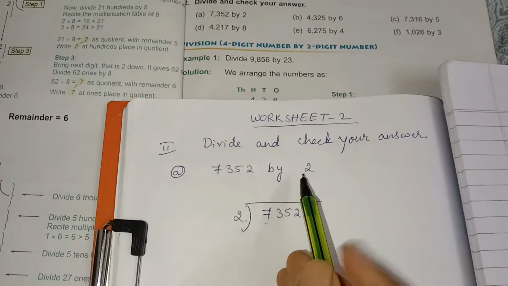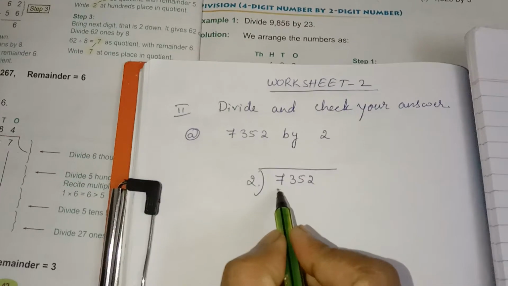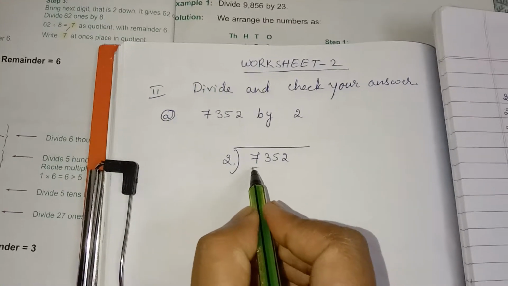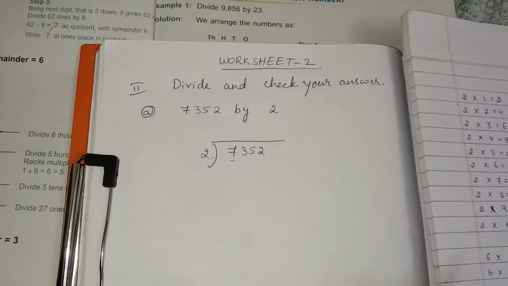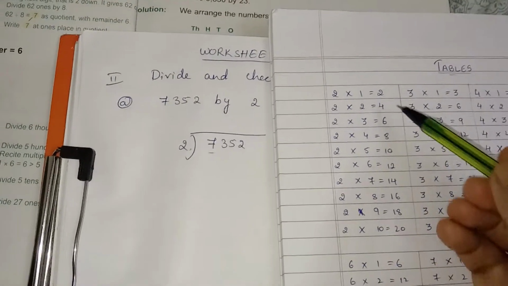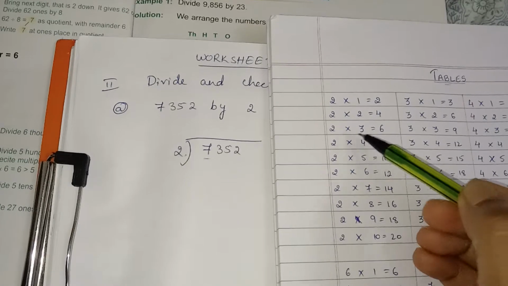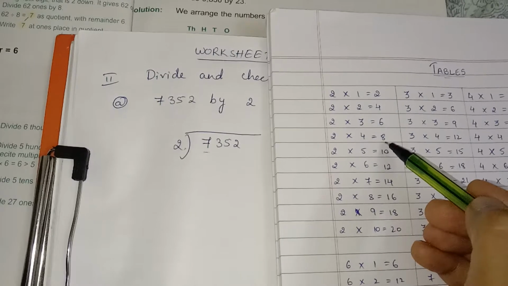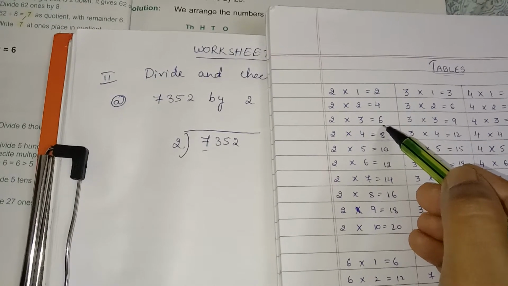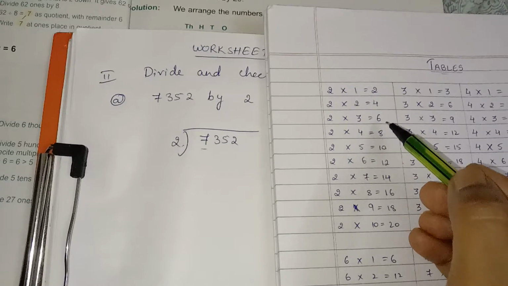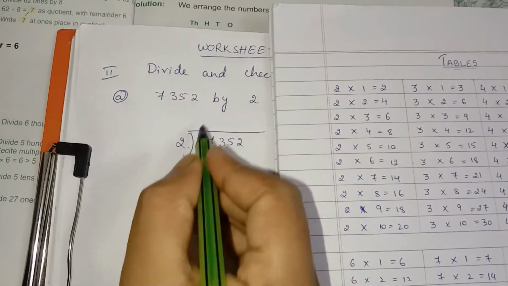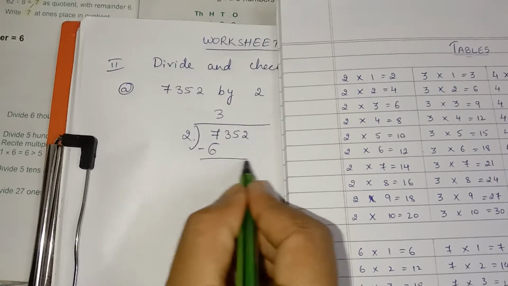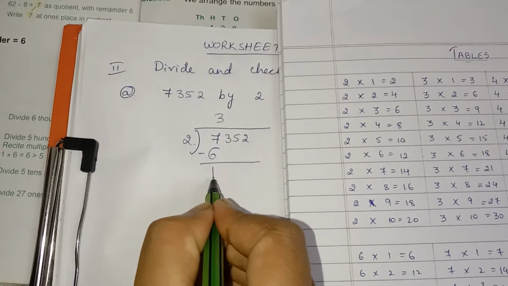7352 by 2. Here the 7 is greater than 2, so we are taking one digit here. Now recall the table 2. 2 3s are 6, 2 4s are 8. Here we are taking 2 3s are 6, which is less than 7. Now 2 3s are 6, subtract these two. 7 minus 6 is 1.